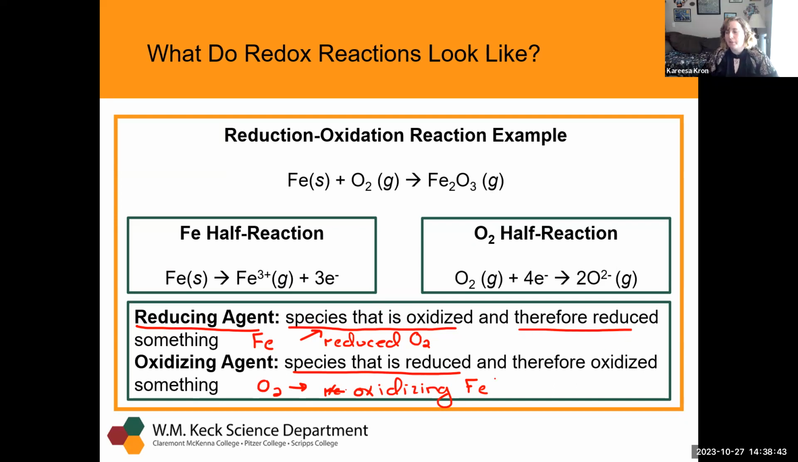So we just need to kind of practice using this language and try to get used to talking about something being reduced versus performing a reduction or being a reducing agent. And so we'll have more practice with this, but I wanted to point out the specific vocab and give you some definitions so that you can better approach these problems.